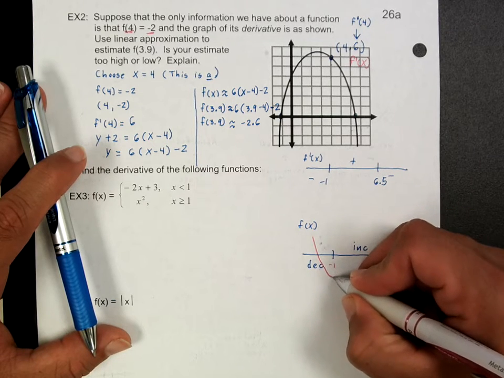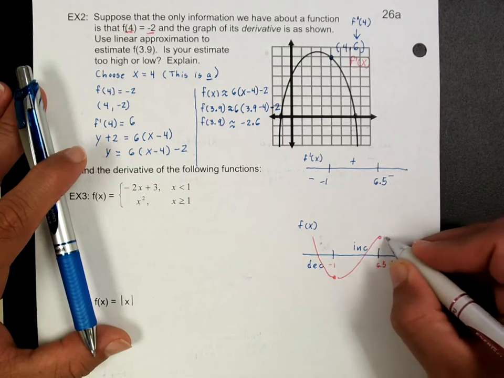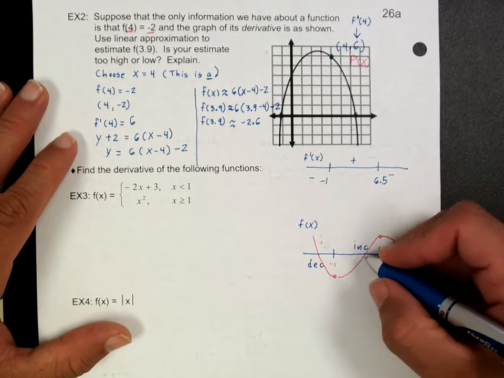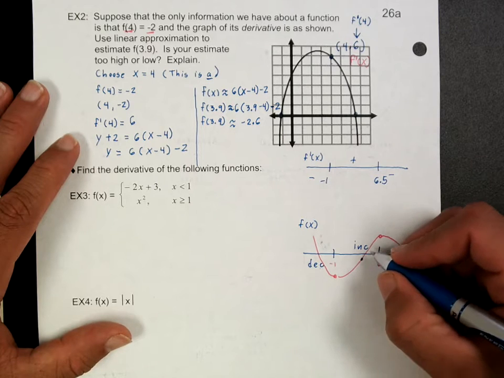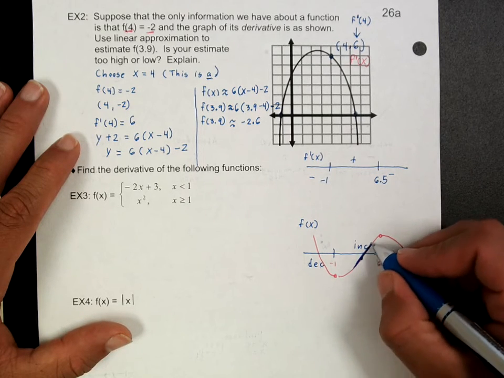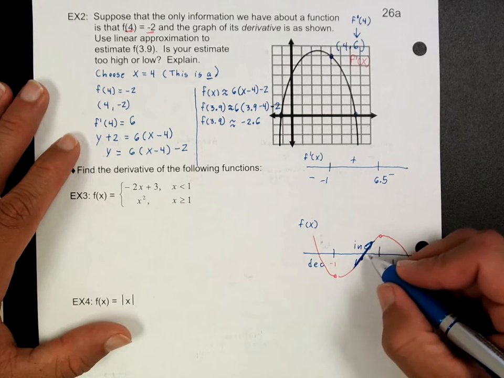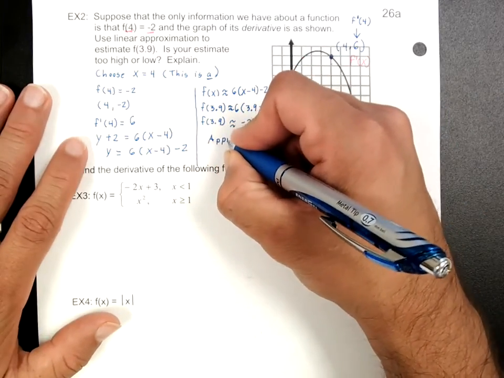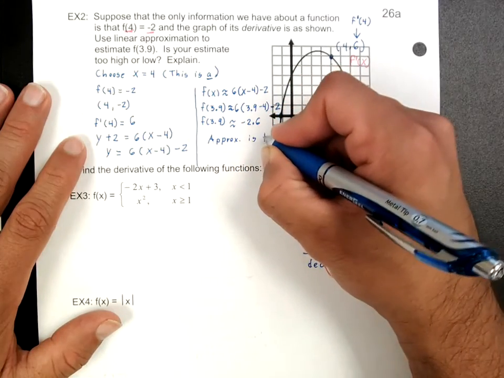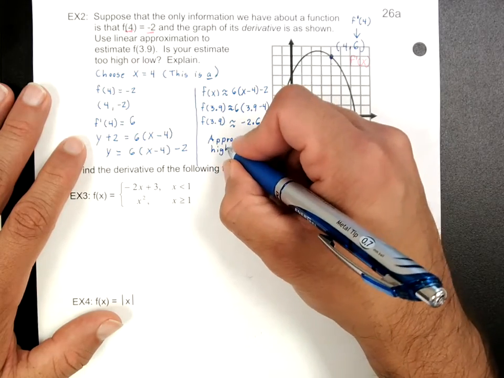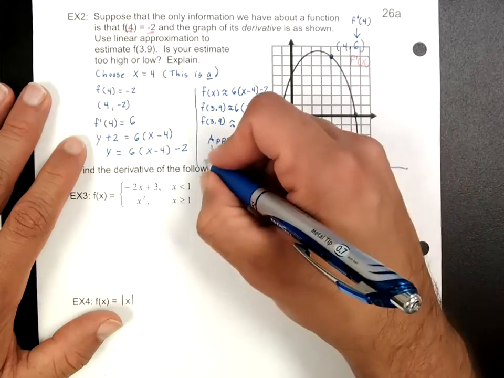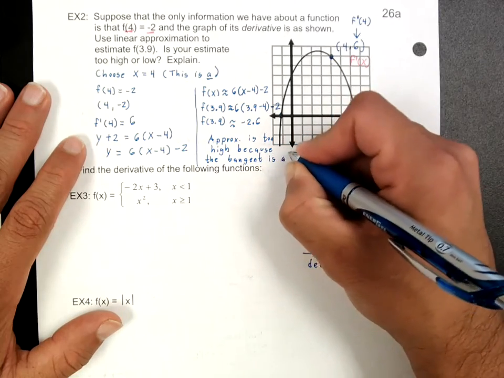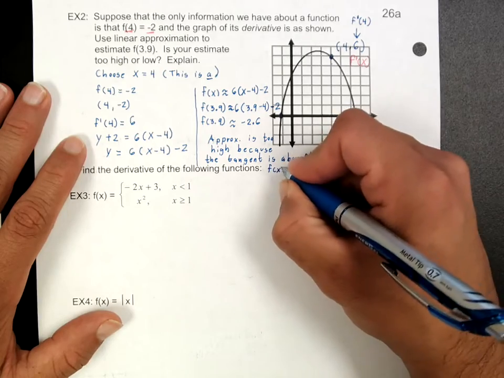Alright, so let's make sure here at negative 1 and at 6.5, I have to have a minimum right through here, and I have to have a maximum. And that's probably what it looks like. Now, 3.9 would be somewhere around here. And that would be kind of the weird part, 3.9 would be above. So if the tangent line is above, then this approximation is too high, because the tangent line is above f of x. I'm running out of room here, I'm sorry.